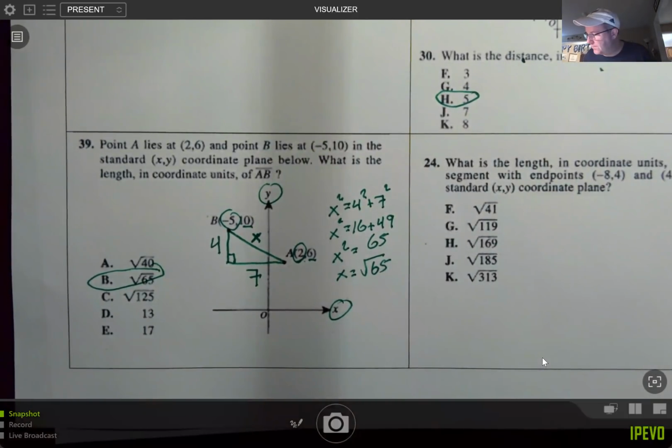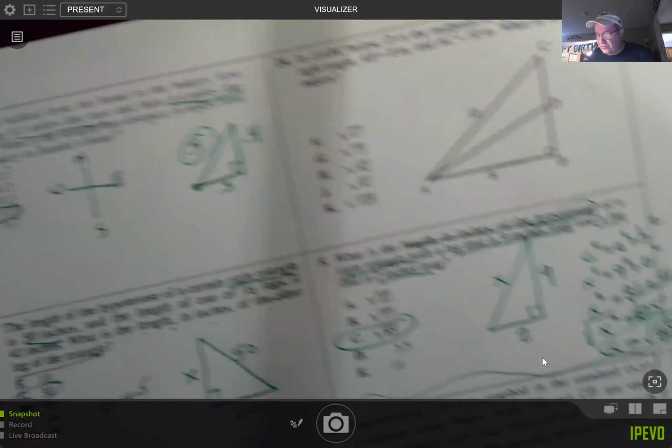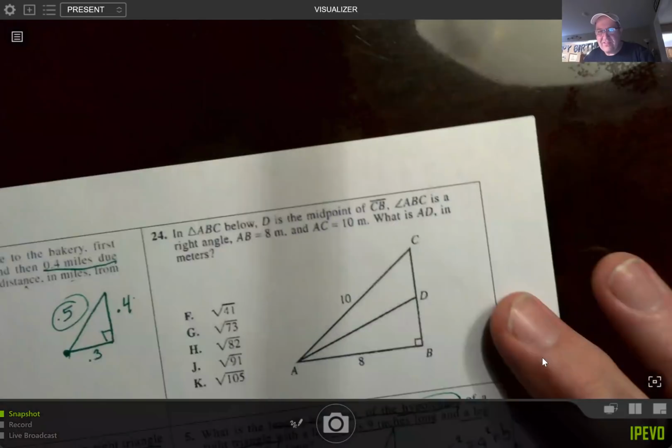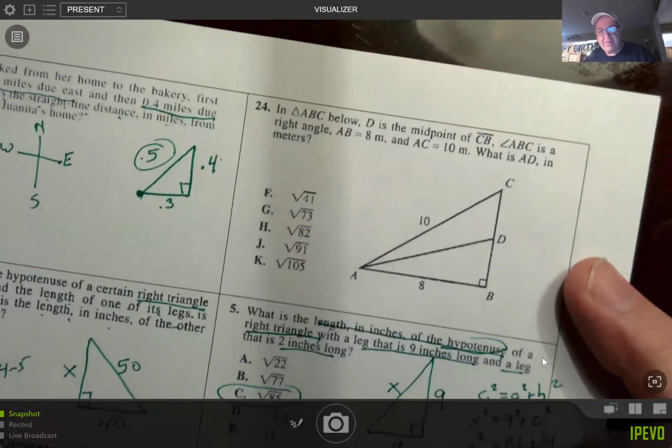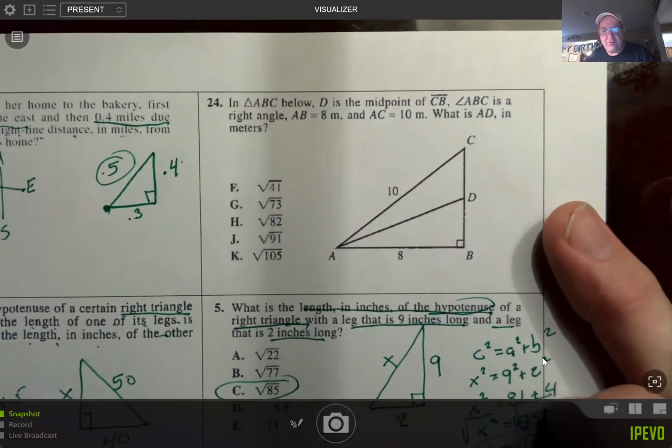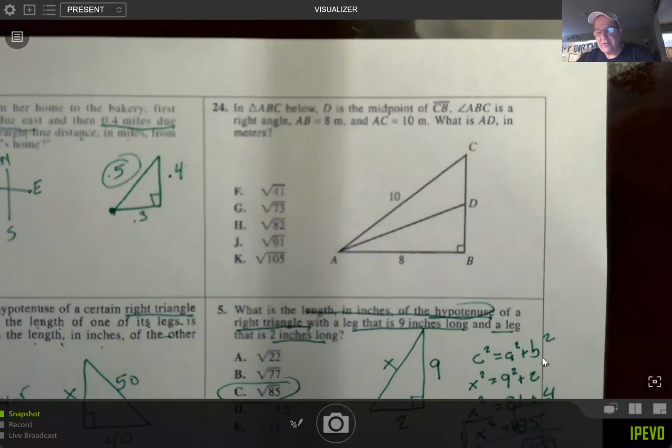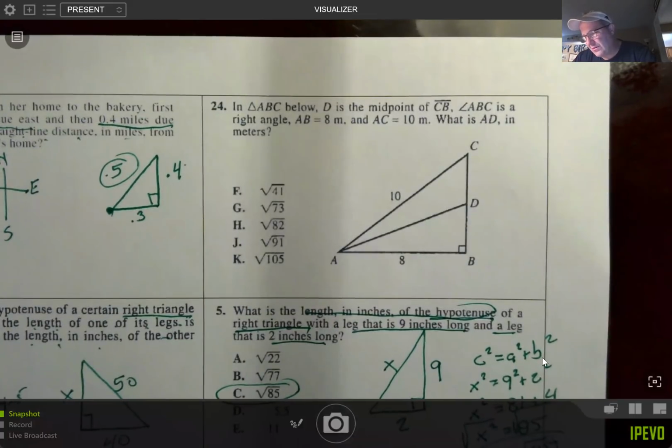Not too bad. Okay, we got time for one more question, and it's my favorite one of all these Pythagorean theorem questions. It's this number 24. I think it's really a neat question. There's a lot of stuff going on in there. I think it should be like in the 40s because I think it's a little bit tougher.